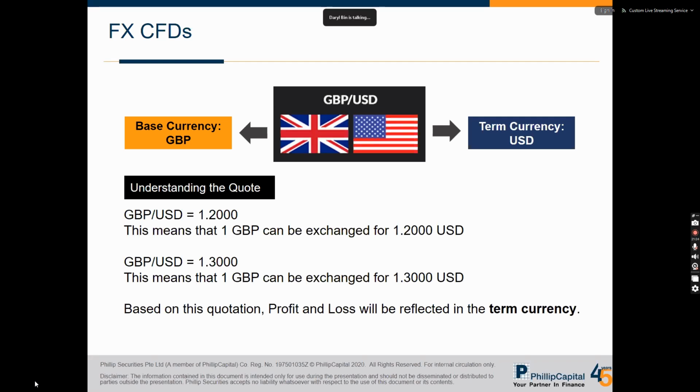So to understand the quotes better, assuming pound dollar is 1.2, this means that 1 pound can be exchanged for 1.2 USD. So if pound dollar is 1.3, it means 1 pound can be exchanged for 1.3 USD. So based on this quotation, your profit and loss will be reflected in the term currency.